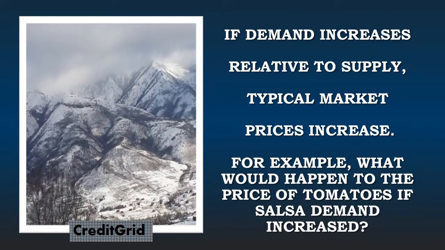So let's unwind this still further. If demand increases relative to the supply, typical market prices increase. For example, what would happen to the price of tomatoes if the demand for salsa increased? Well, that's right. The price of tomatoes would rise because the demand for tomatoes would rise to make more salsa, of course.